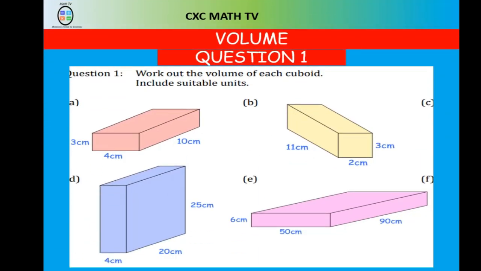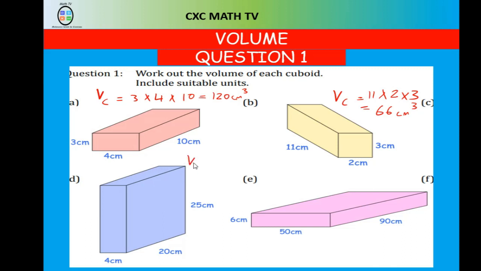Easy. So now let's look at some questions, right? Basic. This is a cuboid. Find the volume of the following. The volume of the first one here, the cuboid, is 3 times 4 times 10. That's 4 times 3 is 12, 12 times 10 is 120. Then remember a unit, centimeter cubed. This one, 11 times 2 times 3, that is 22 times 3, 66 centimeters cubed.